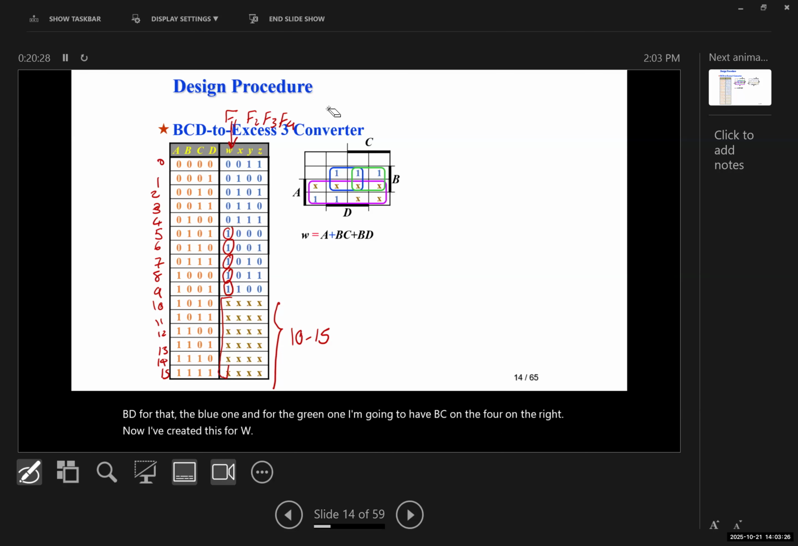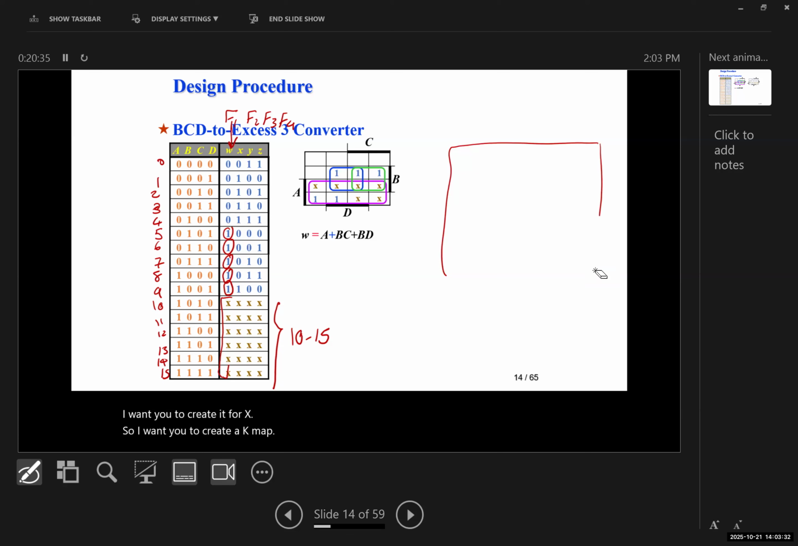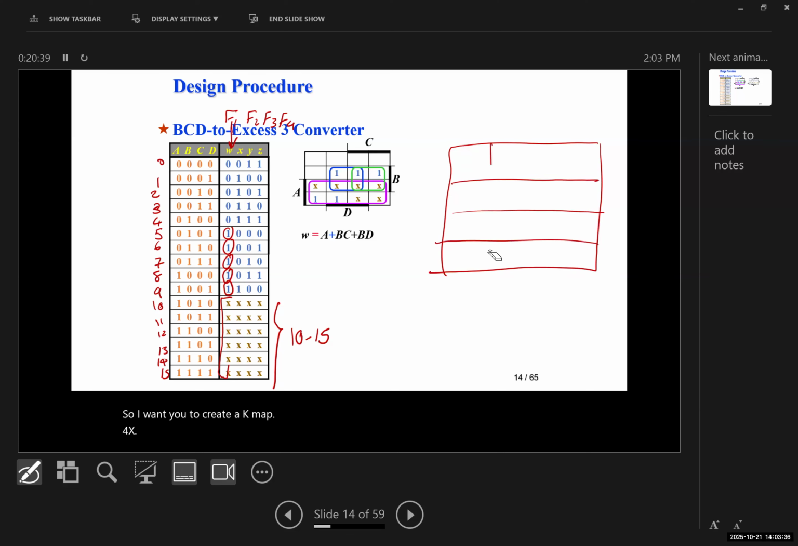I want you to create it for X. So I want you to create a K-map for X. The output is X. This is C, B, D, and A. And I want you to find X. What is X?